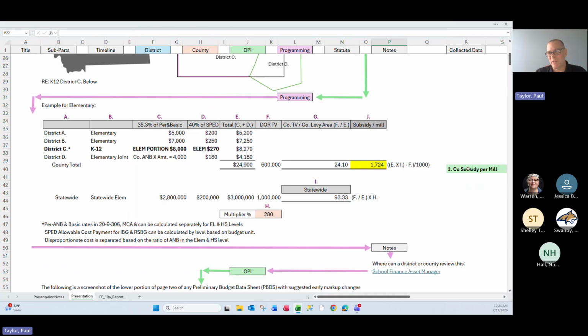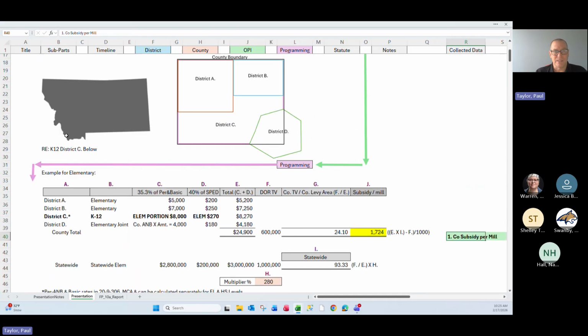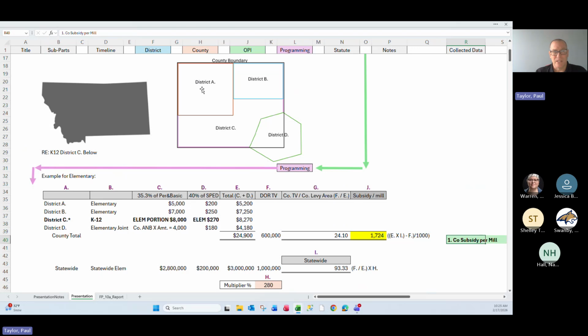and I don't think we have to go into it in too much depth. By the way, notice that step 1 has been collected over here because we're going to need this value later. I'm giving an example here for an elementary portion for a county. This particular county has an elementary district, a K-12 district, and an elementary district that's a joint. So here I'm showing District A, B, C, and D.